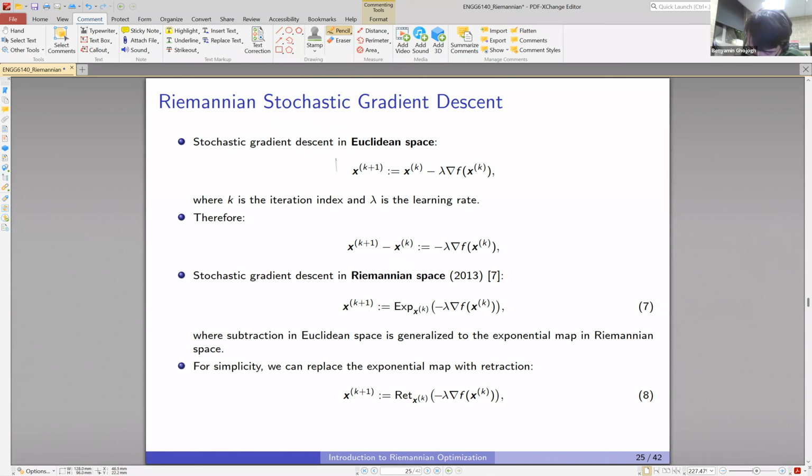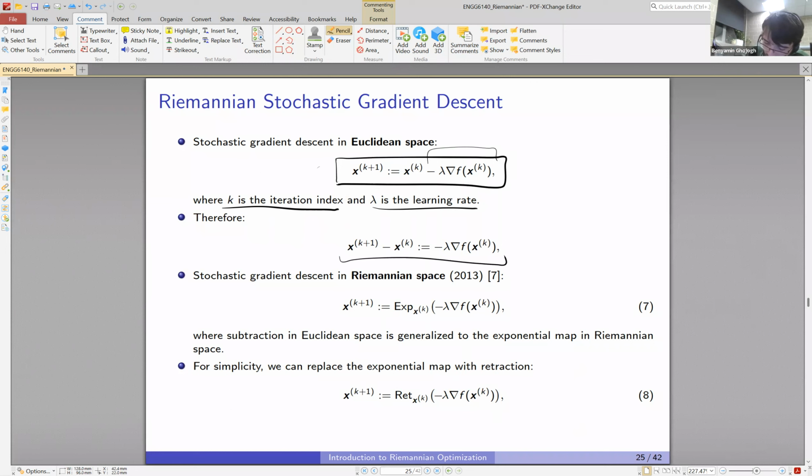Gradient descent in Euclidean space is this, right? The update of every point is xk minus lambda gradient of f of xk, right? So this is your update. Lambda is the learning rate, and k is the iteration index here. You can also bring this to the other side to restate it in this way. But let's take a look at this. What does this mean? It's actually meaning xk plus minus lambda gradient of f of xk.